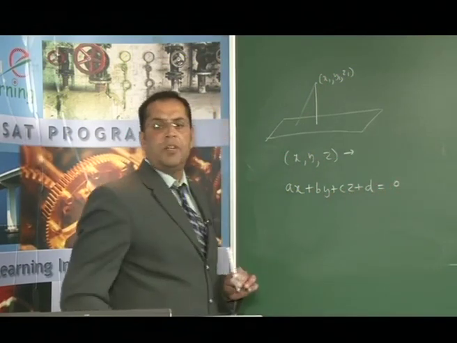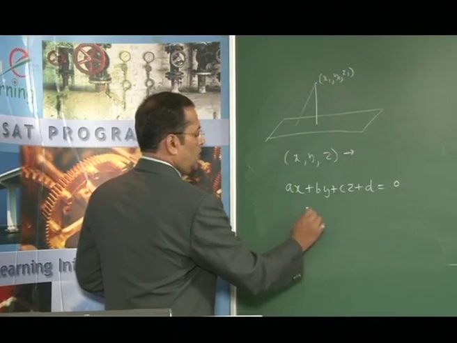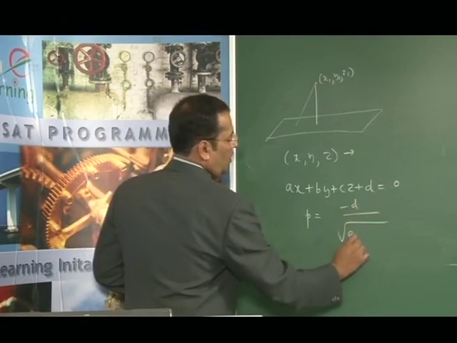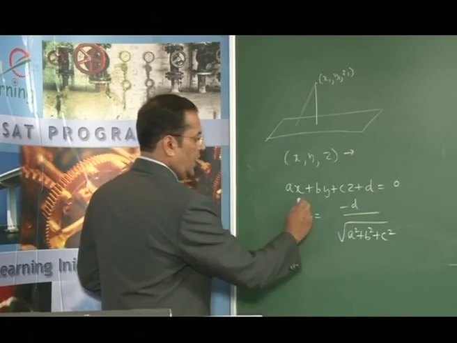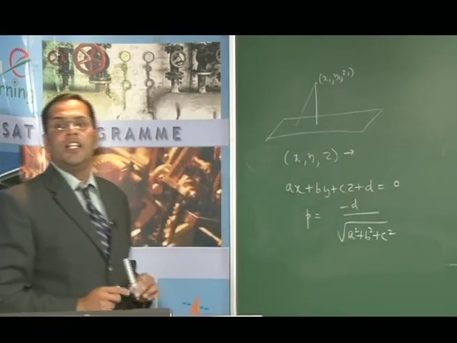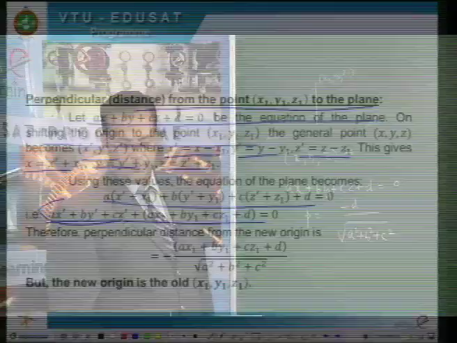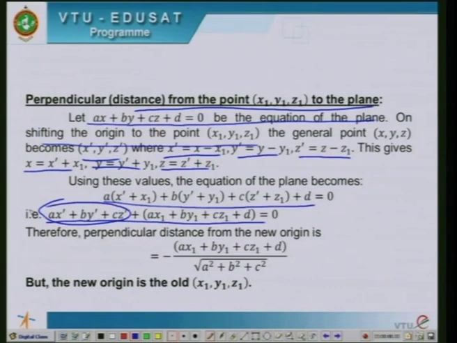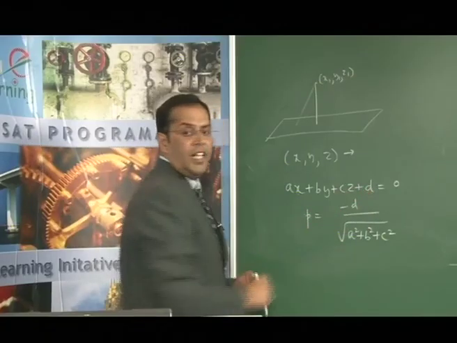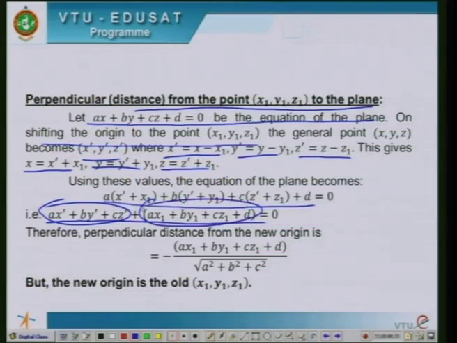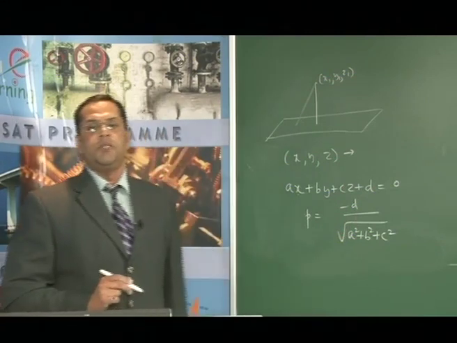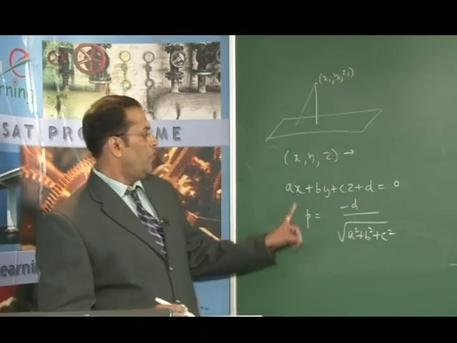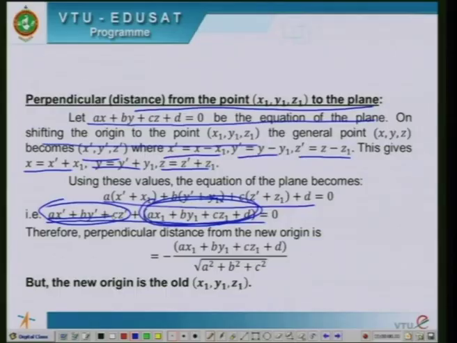For Ax plus By plus Cz plus D equal to 0, the distance from the origin is p equal to minus D by square root of A square plus B square plus C square. So, if the origin is shifted, all these three values x, y, z will become x dash, y dash and z dash respectively that you see here. So, it is Ax dash plus By dash plus Cz dash, and instead of the constant D in this expression, you have this. So, substitute this in this formula. In place of D, you have what you circled here, Ax1 plus By1 plus Cz1 plus D, whole divided by the square root of A square plus B square plus C square, the coefficients of x dash, y dash, z dash, which were earlier x, y, z.